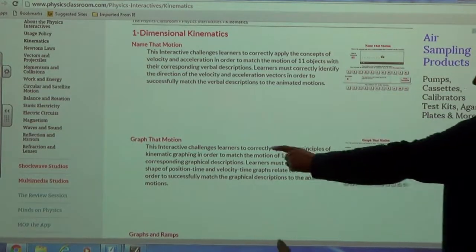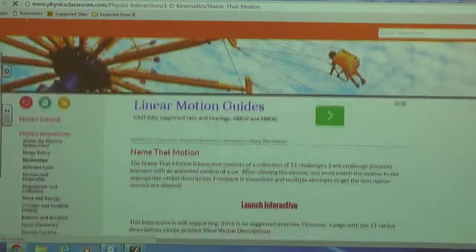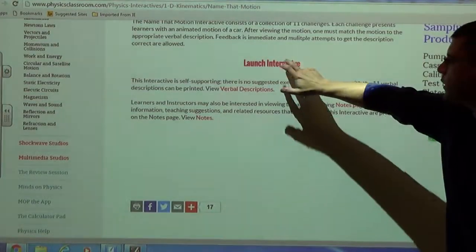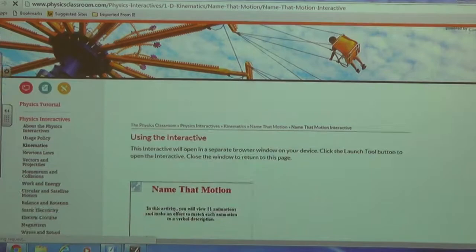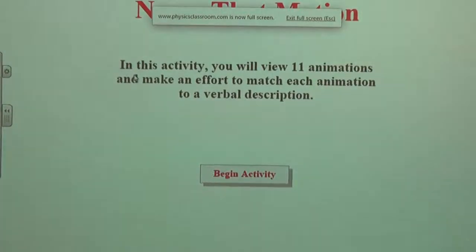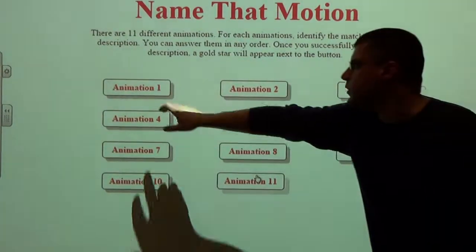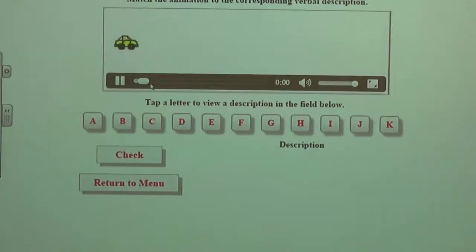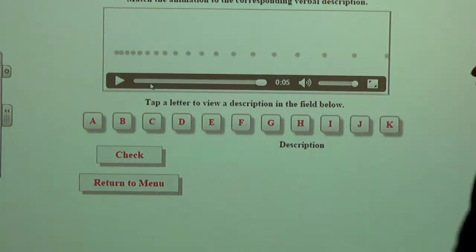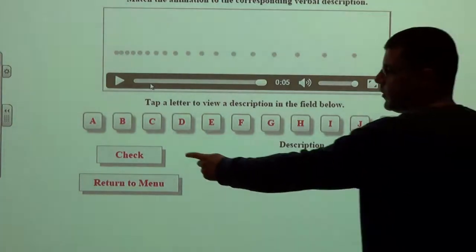These are great. Like Graph That Motion, Name That Motion. Take a look at this. Good stuff. I mean, it's actually kind of fun in a way. Click on Launch Interactive. Hopefully your computer at home can do this. Great practice for the exams and potential pop quizzes. Take a look at this. Begin activity. Pick an animation. Look at that. Ticker tape. Car going to the right. Positive direction. Seems like speeding up to the right. Okay, so then what you would do is pick one of these.